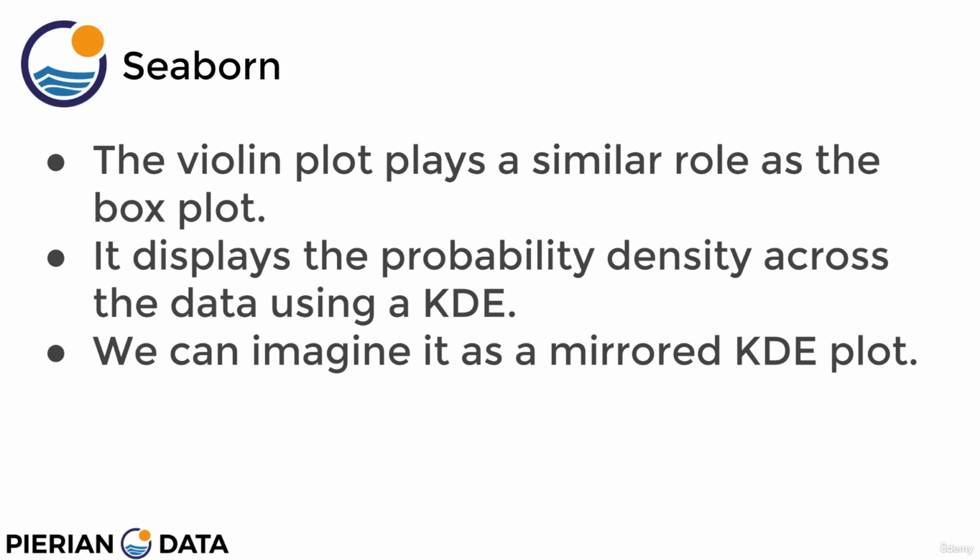So let's discuss the violin plot, which plays a similar role as the box plot, but what it's going to do is it's going to display the probability density across the data using a KDE. Now we already learned about the KDE, so how does this relate to a violin plot? I like to imagine this as a mirrored KDE plot, which is essentially all it is.